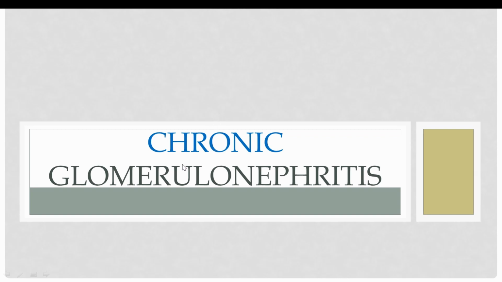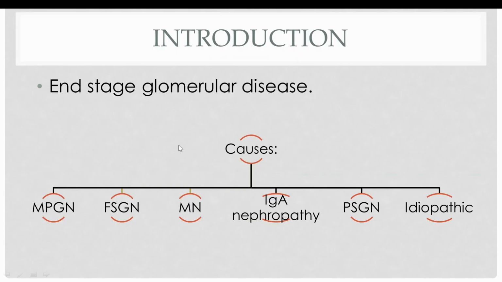Bismillahirrahmanirrahim. So the last topic in glomerulonephritis is chronic glomerulonephritis. Chronic glomerulonephritis is end-stage glomerular disease which is characterized by the obliteration of the glomeruli.